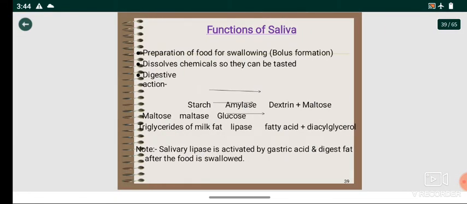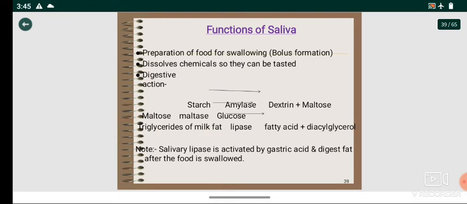Now the next is functions of saliva. So whatever enzymes we have studied so far, whatever contents of saliva we have studied, accordingly there are the functions of saliva. Now we will discuss them one by one. So first and foremost function of the saliva is after ingestion of food. Basically it lubricates the food that we ingest. So the first function of saliva is it prepares the food for swallowing, that is the bolus formation. It dissolves the chemicals so that they can be tasted.